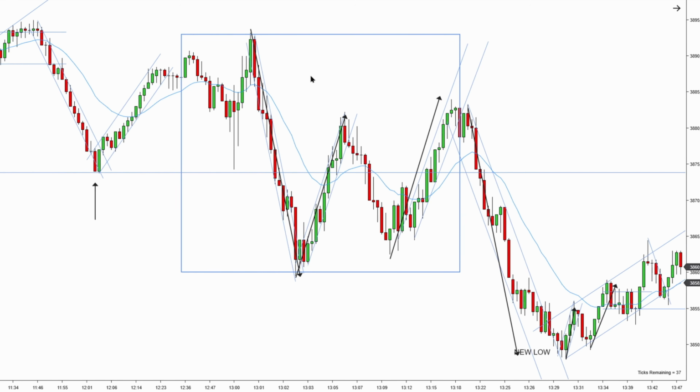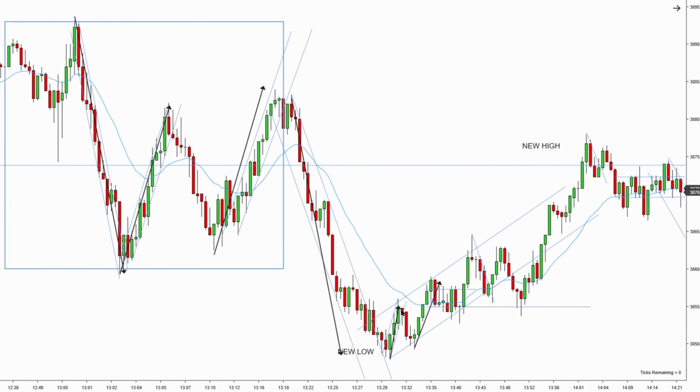You can see the market likes to move in pairs of two. The first leg here, two-legged correction, and the second leg here. This is why we're observing the two-legged pullbacks.